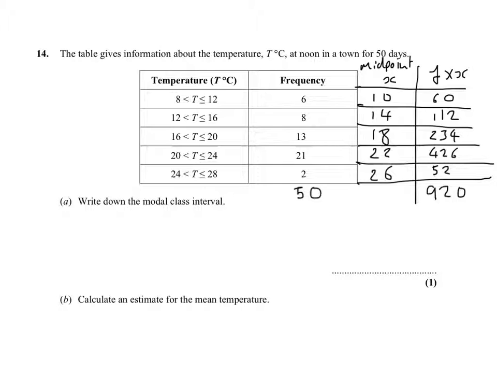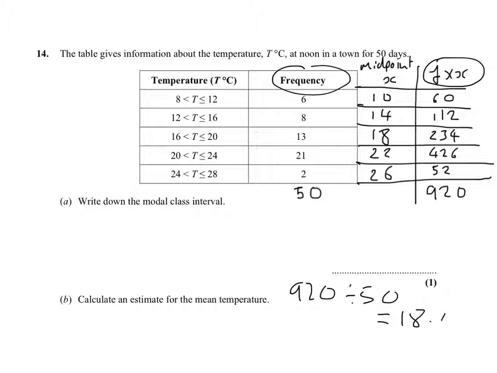And if you remember, what we've got to do to find the mean from a frequency table is the total of the f times x column divided by the total of the f column. So we need to do 920 divided by 50, and you could tap that in a calculator, or you may be able to work that one out without a calculator, but either way we're looking for the answer 18.4.